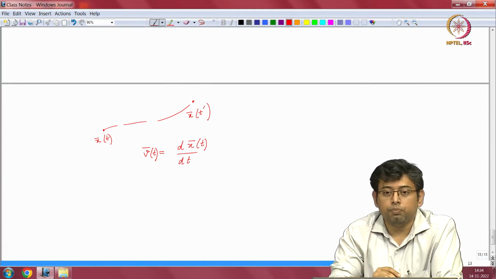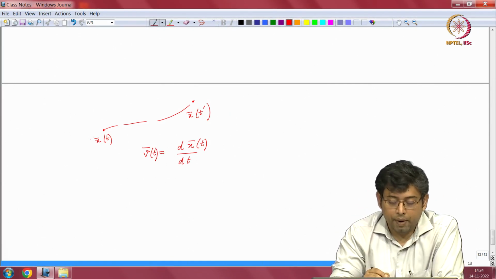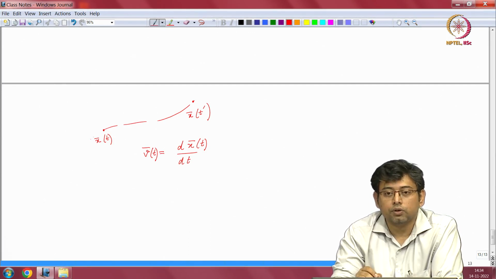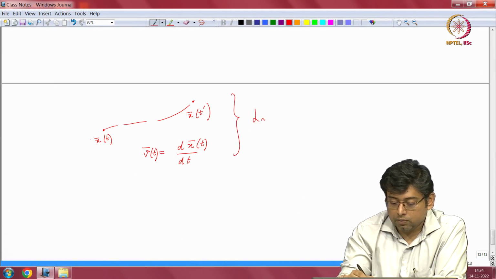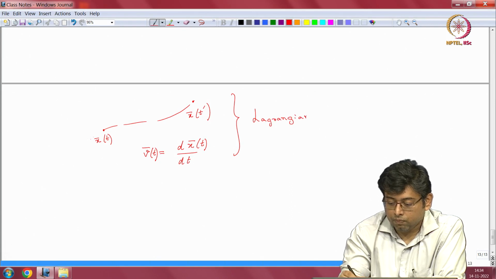This is just the way we do dynamics. You basically take a packet of material and you follow it as it goes from one location to the other. So, this is also called the Lagrangian view.